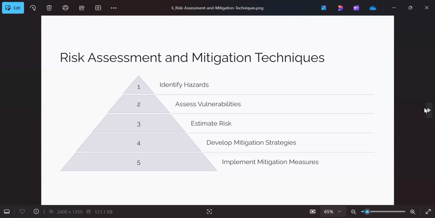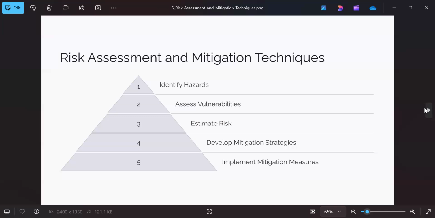Suppose there is an airport getting constructed, or a bridge, or a high building, a 20-story or 40-story building getting constructed. So you have to assess as an engineer what are the hazards, what are the dangers. Then you have to assess the vulnerabilities. Then you have to estimate the risk. Then you have to develop the strategies for mitigation, and you have to implement those mitigation strategies.